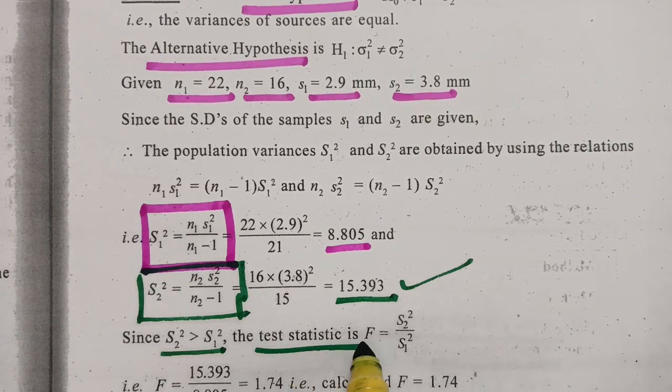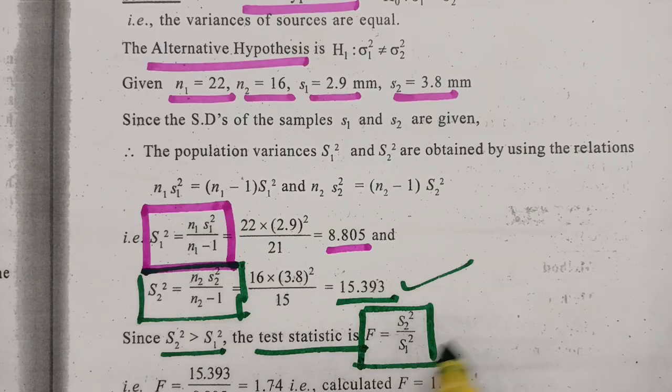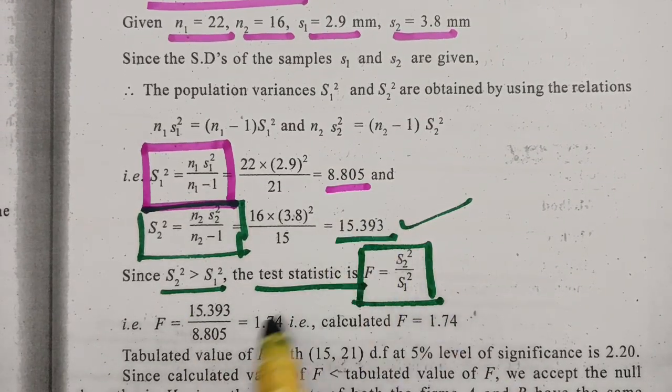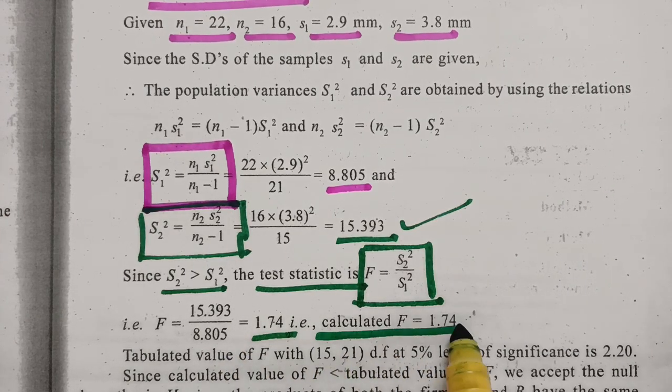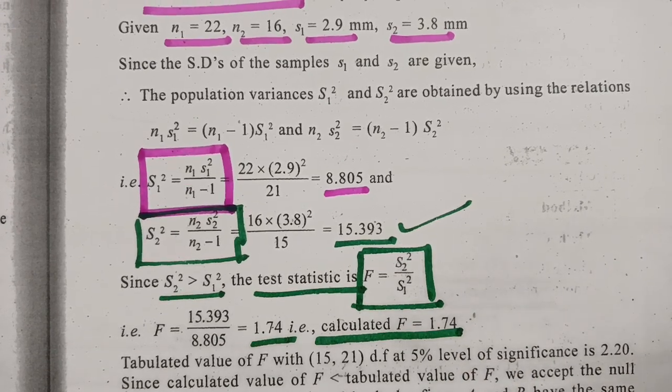For the test statistic, the F formula will be S2 square divided by S1 square. Whichever is bigger, we have to write in the numerator. That is the logic. Since S2 is bigger, we write S2 square by S1 square in the numerator. So this is 15.393 divided by 8.805, and therefore the calculated value of F is 1.74. Next we have to check the tabular value.